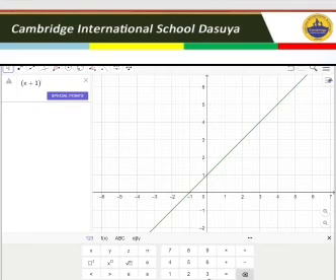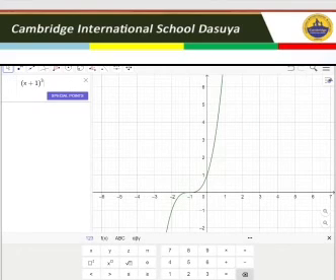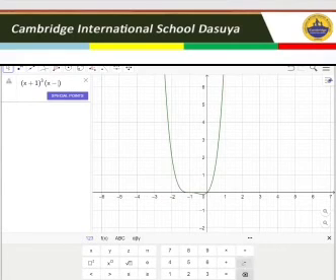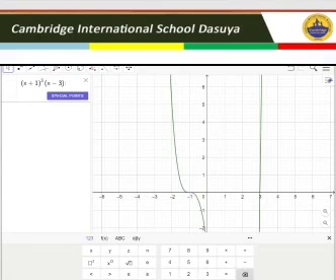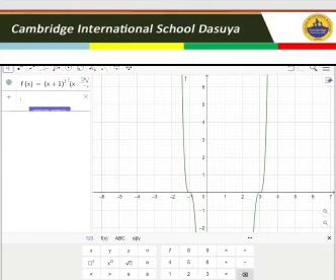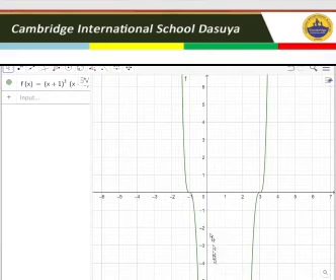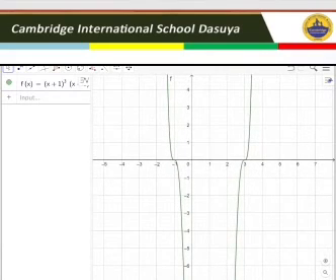So this is (x plus 1) whole cube, and the next bracket is (x minus 3) whole cube. So this is my function. Let's see the graph. This is the graph. Let it be made clear to you. I just decrease the ratio. See, the graph is decreasing.